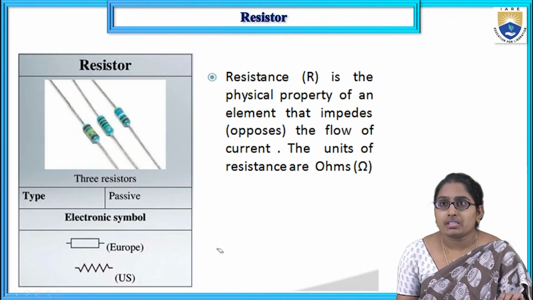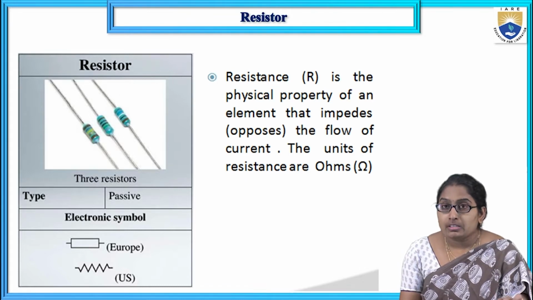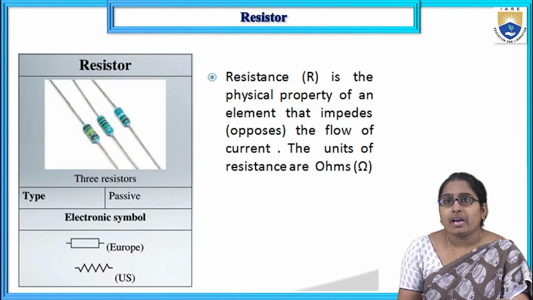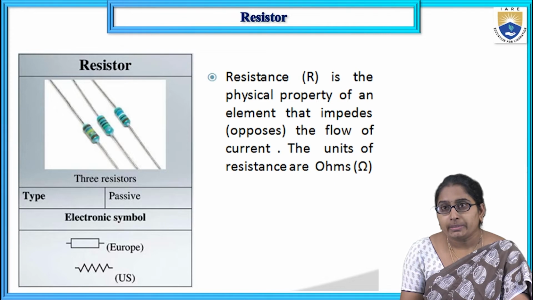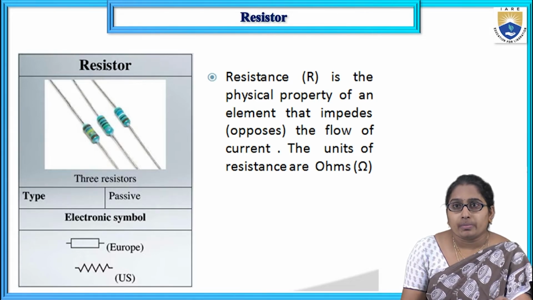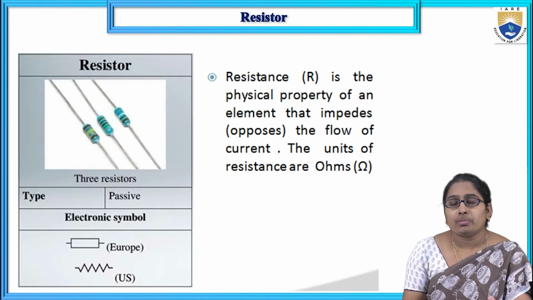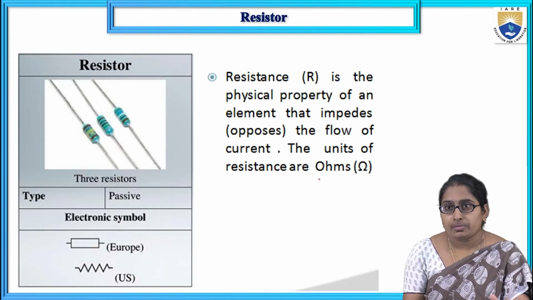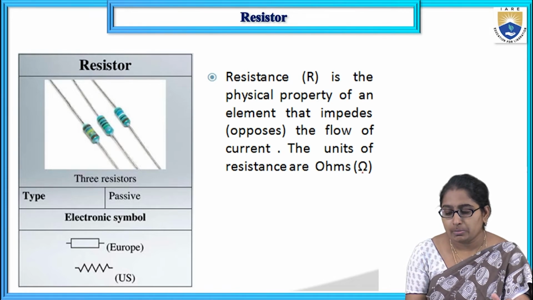So how is resistance defined? Resistance is denoted with the capital letter R, and it is defined as the physical property of an element that opposes the flow of current. So the definition of resistance is that it is a physical property of the element which opposes the flow of current. The unit of resistance is the ohm, and this is the symbol for ohms.